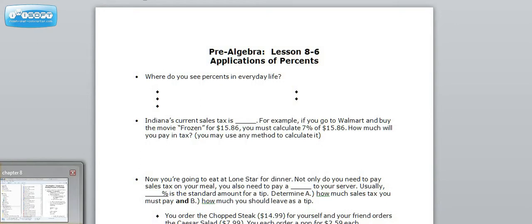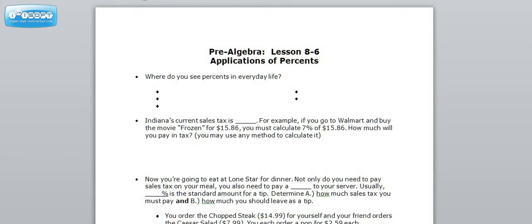I mentioned in lesson 8.5 that we would be talking about applications of percents, and so here we are. So the first question is where do you see percents in everyday life? I'll just stop and think about and list some answers there. Where do you hear people talk about percents in everyday life? Ask your parents. They've got some great examples.